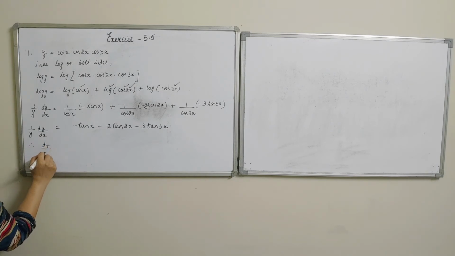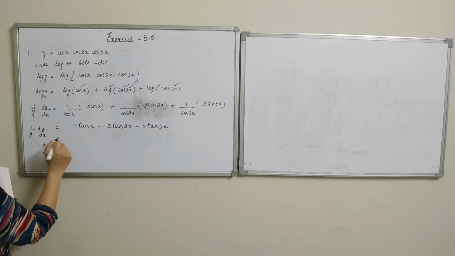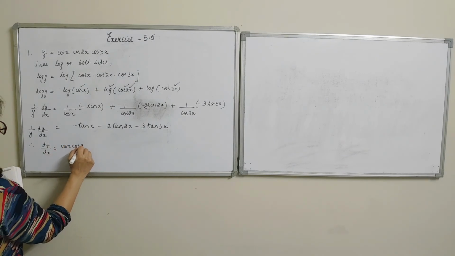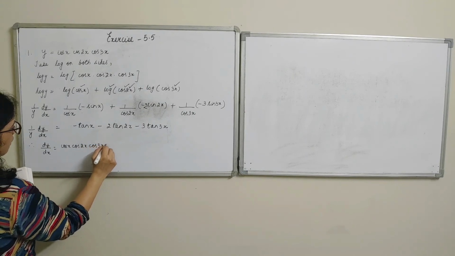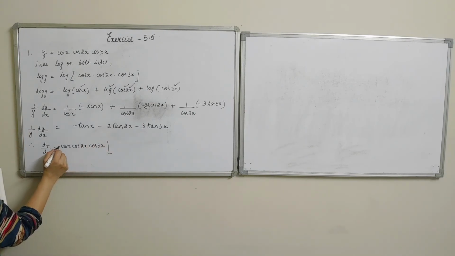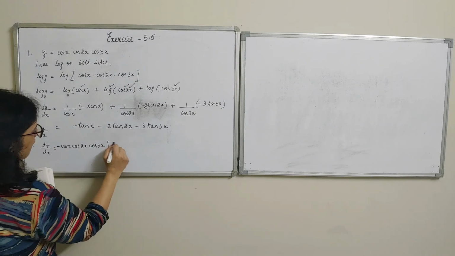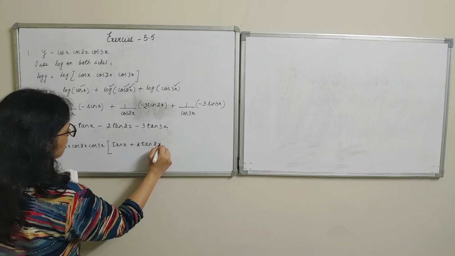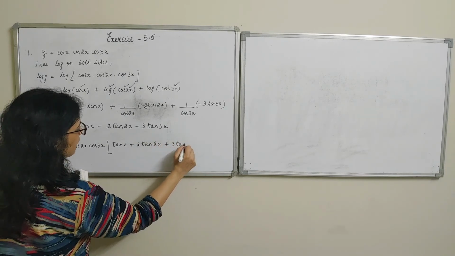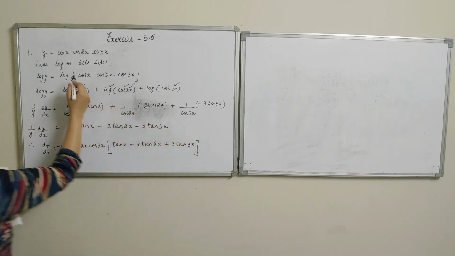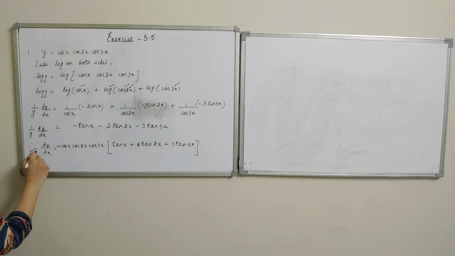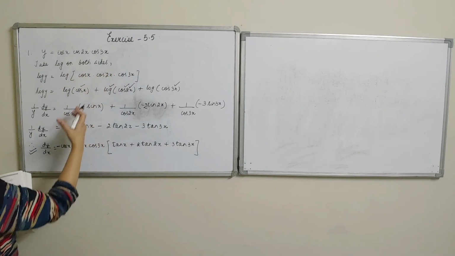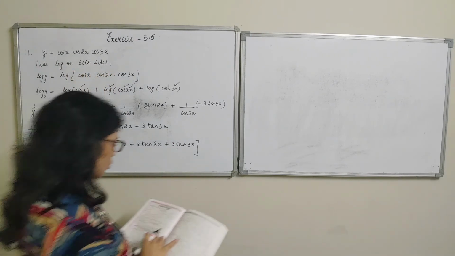So finally, what is dy by dx? dy by dx is y times, y means cos x, cos 2x, cos 3x, times this expression. If we take a minus sign common, we have here tan x plus 2 tan 2x plus 3 tan 3x. So you can see here in just a few steps we are able to find the derivative. If we normally use the product rule here, maybe the number of steps is more.